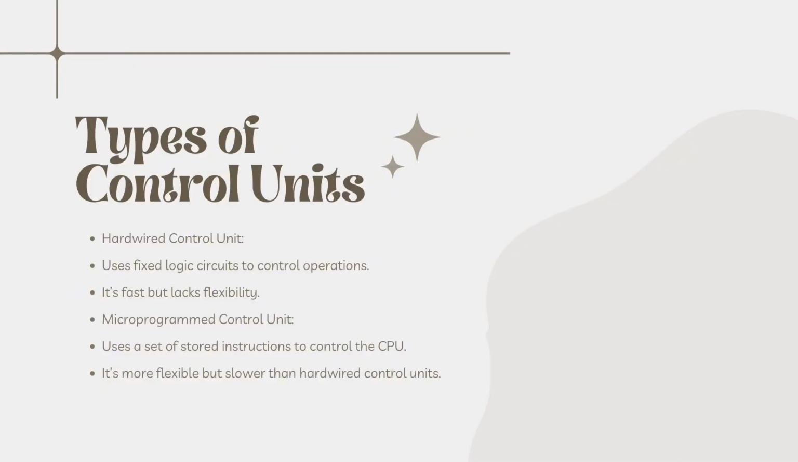Types of control units. 1. Hardwired control unit. 2. It uses fixed logic circuits to control operations. 3. It's fast but lacks flexibility. 4. Microprogrammed control unit. 5. It uses a set of stored instructions to control the CPU. 6. It's more flexible but slower than the hardwired control unit.